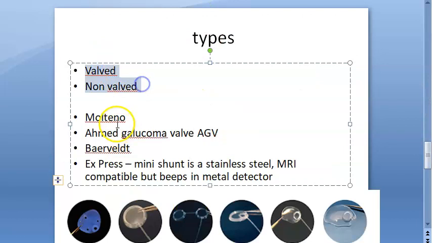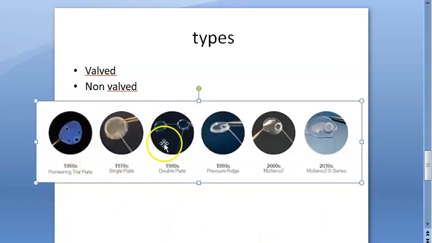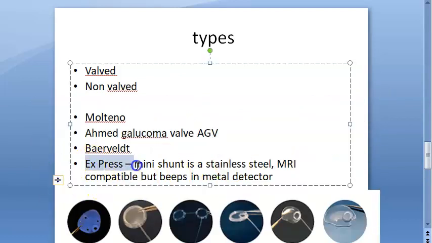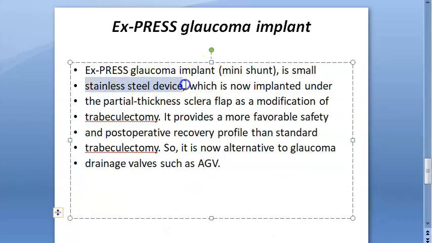So they have valved and non-valved ones: this Molteno we told you, the Ahmed glaucoma valve, AGV device. There are so many names. Look at this, so many photos. Where is that Molteno here? Molteno. And there is something called the Express glaucoma implant. It's a mini shunt, made of stainless steel. It is now implanted under a partial thickness scleral flap as a modification of trabeculectomy.